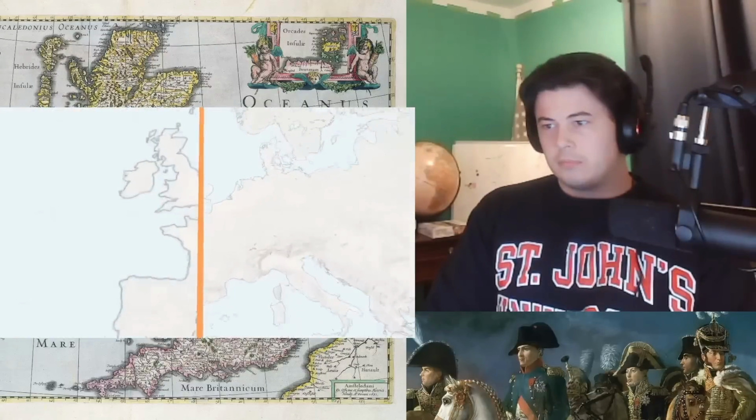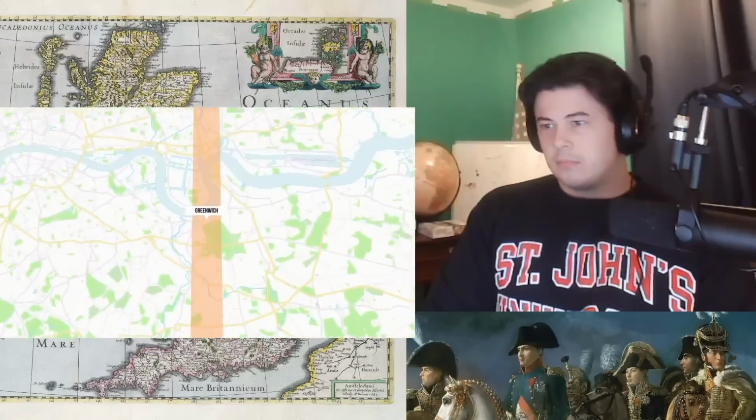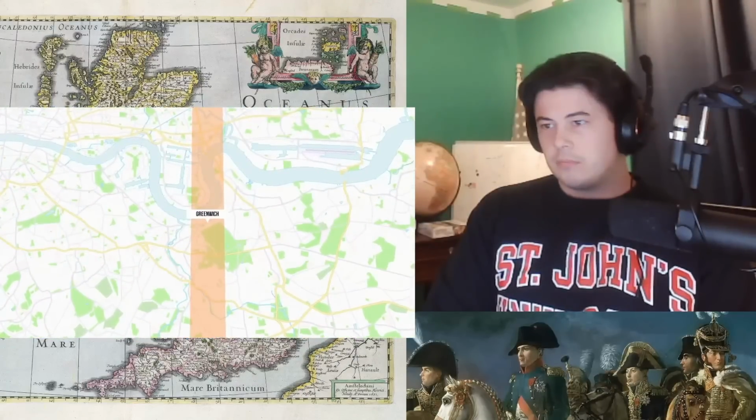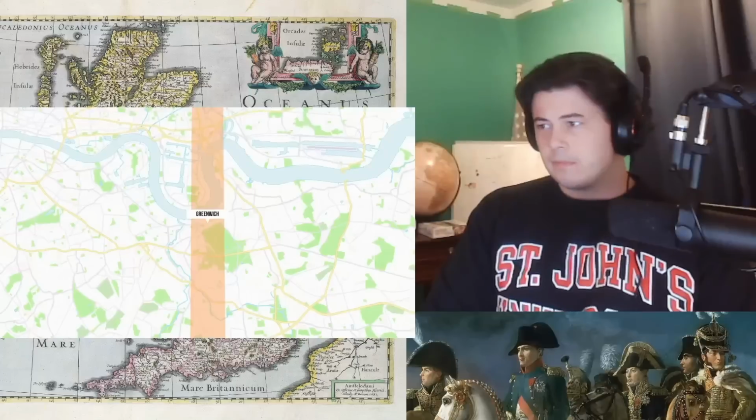This line, if you zoom in, goes right through London, England. It actually goes through a little outskirts town called Greenwich. Greenwich is the home of the Royal Observatory of the British Empire. This would be the place where the prime meridian, or the 0 point for the entire world, east and west, would start.